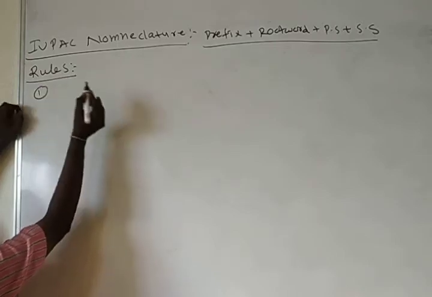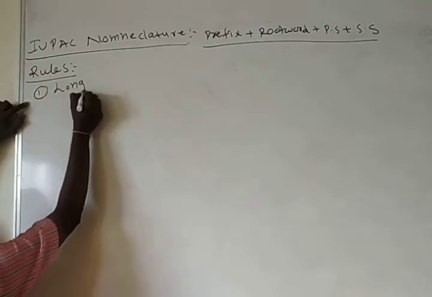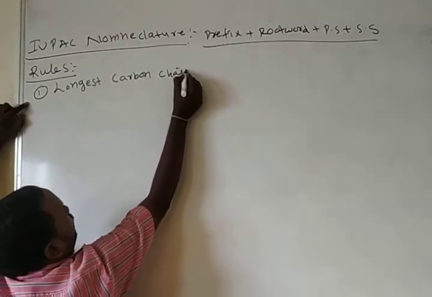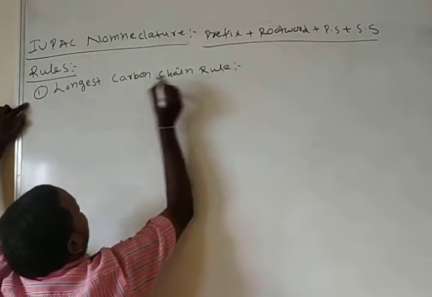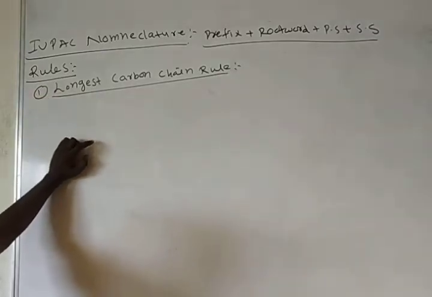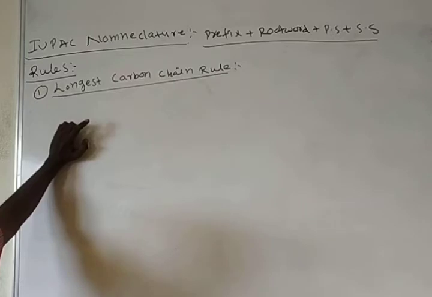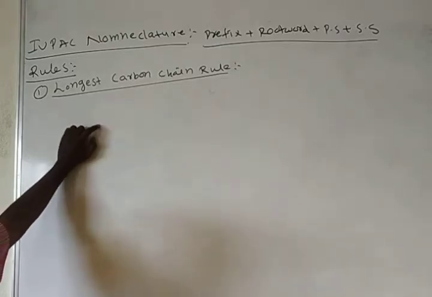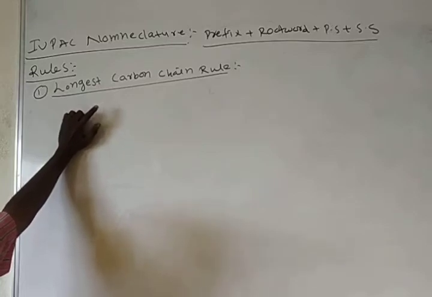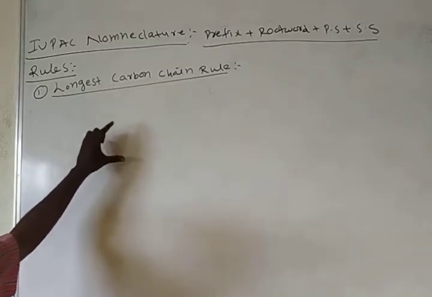Here the first rule, an important rule: longest carbon chain. While writing the name of an organic molecule, we have a number of chains present in the organic molecule. But we should select one carbon chain, the longest carbon chain, and give the proper root word.